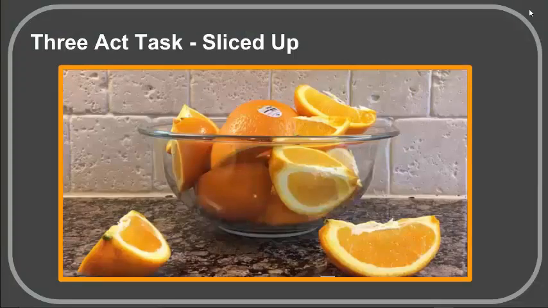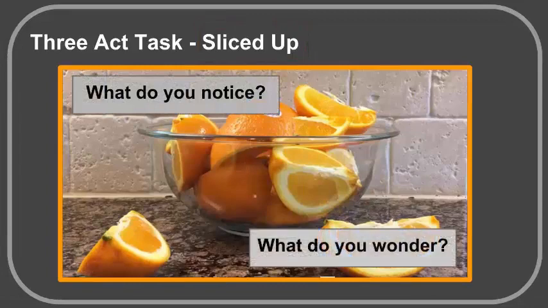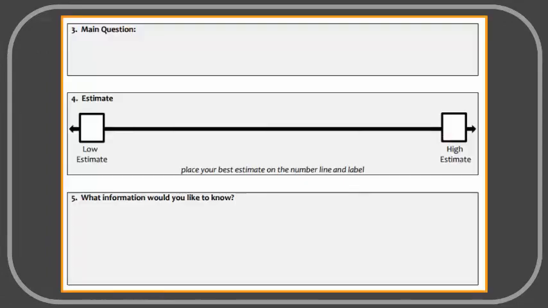A 3-act task is a whole group mathematics task consisting of 3 distinct parts: an engaging and perplexing Act 1, an information and solution seeking Act 2, and a solution discussion and solution revealing Act 3. In Sliced Up, Act 1 consists of a video that shows the bowl being filled with orange slices. Students take note of what they notice and what they wonder. They then think of a question that they may have about the video or picture that they were shown.